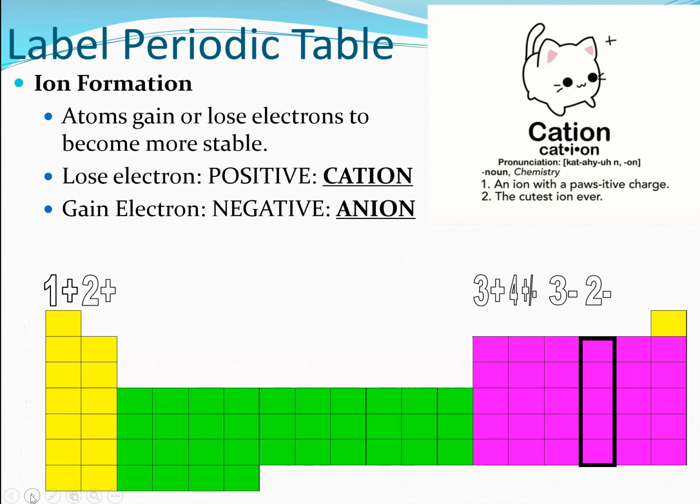Above the oxygen family, we're going to put a 2 minus, because again, it needs to gain 2 electrons. Then above the halogen family, we're going to put a 1 minus because these need to gain 1 more electron in order to become stable and, like the noble gases, have a complete octet. Above the noble gases, we put a 0 because they're stable as is. They don't have to worry about gaining or losing anything. They want to be just as is.